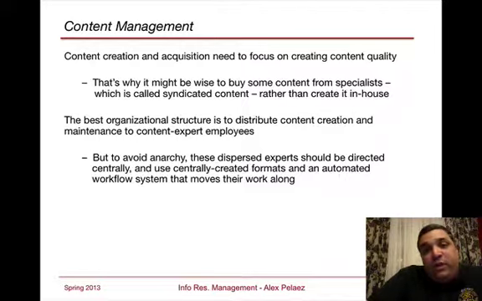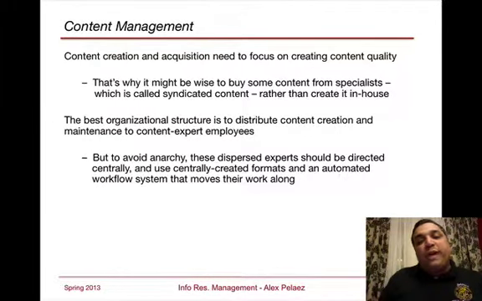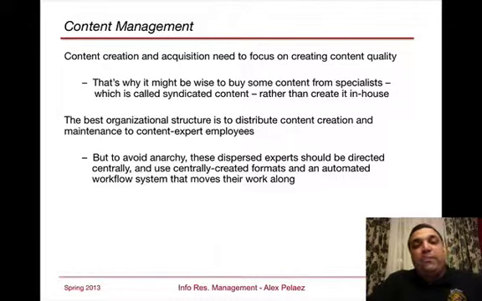The content creation and acquisition has to focus on creating content quality. This usually has a heavy quality component. Usually you get some editors or some key graphic designers who will produce this. And these are specialists. They will produce the item the way it's supposed to be produced. To avoid anarchy, these dispersed experts should be directed centrally. There has to be some control. The content management system allows some of that control because they can put versions of their item online that can ultimately then be approved.